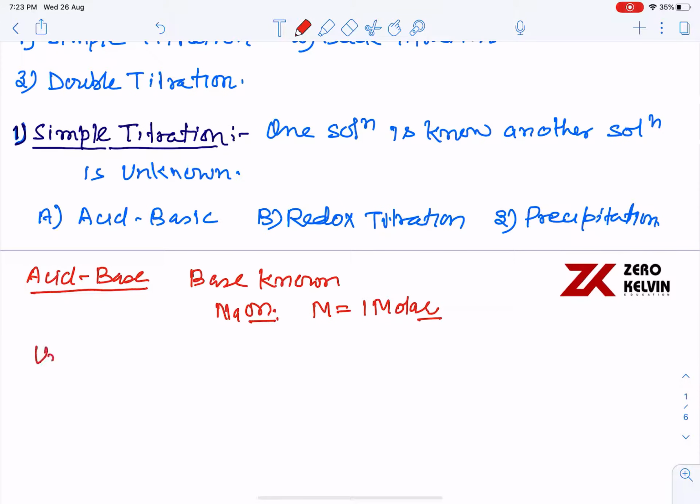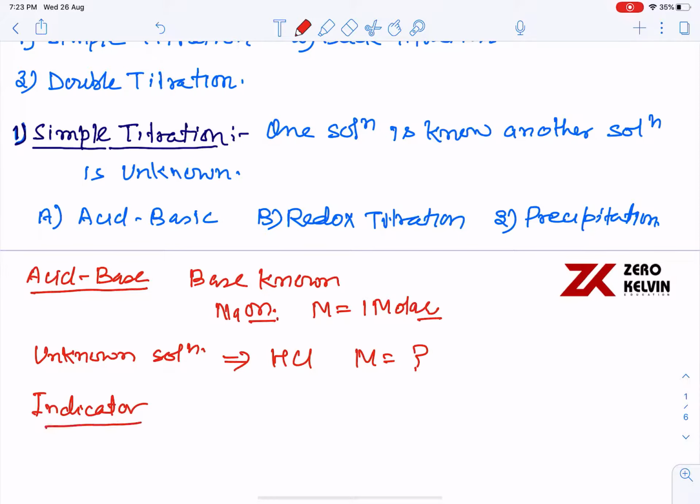Now there is an unknown solution, and this unknown solution we have, suppose HCl, whose concentration, that is molarity, we have to find out. Now we have to use the indicator depending upon what the unknown solution is, right. नॉन सोल्यूशन क्या है और अननोन सोल्यूशन क्या है, उसके बेसिस पर हमको इंडिकेटर यूज़ करना है, right. So indicator choice is very much important over here. We have to choose the indicator on the basis of what we are taking in the burette.